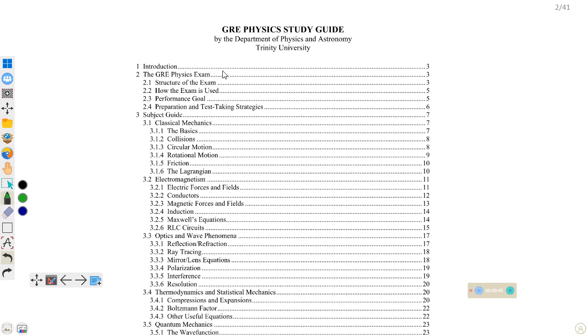The first thing is the GRE physics exam. What are the percentages of the subjects? For example, if we have classical mechanics, what is the total number of questions, and what is its contribution? Similarly, quantum mechanics and the other subjects, all of these we will discuss.